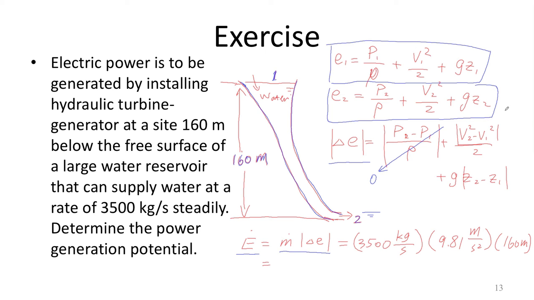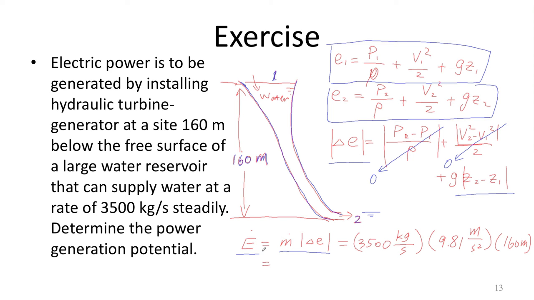And if we assume the velocity of the water flow is the same, or almost the same, between 1 and 2, this term also becomes 0. So the only term that's significant is this term, that's due to the elevation change. So the only significant change in the three components of the mechanical energy is the potential energy change. And then we can substitute that delta E into this expression.